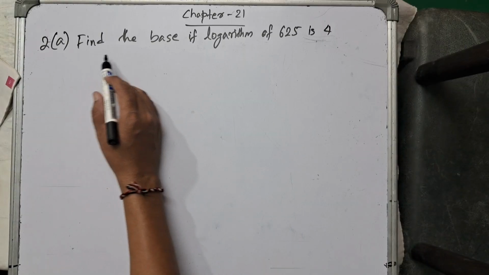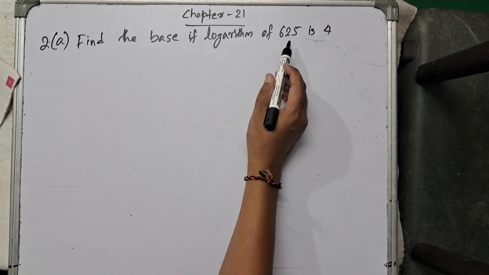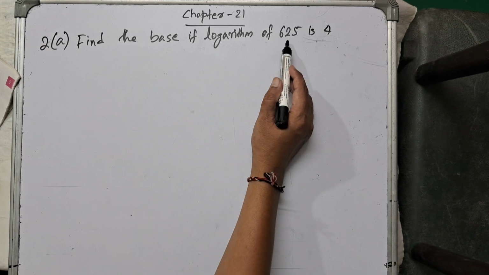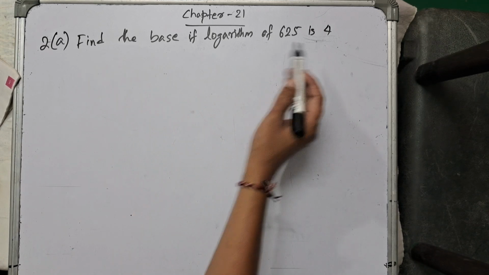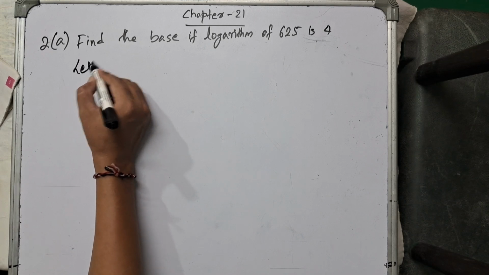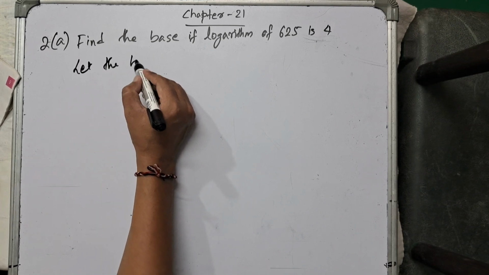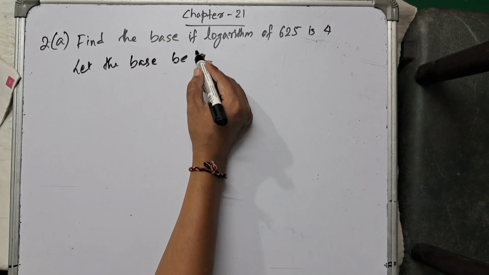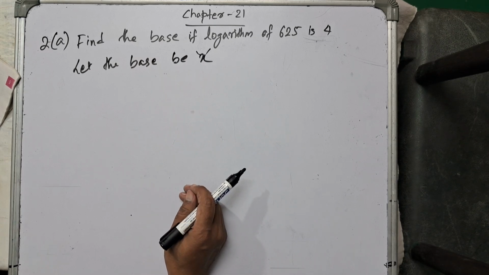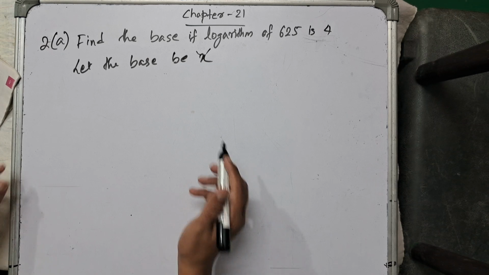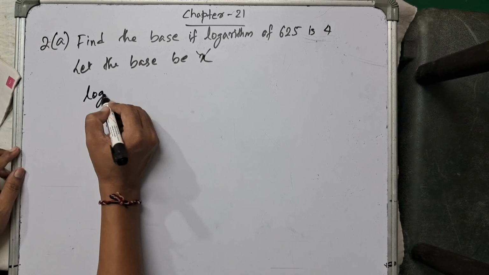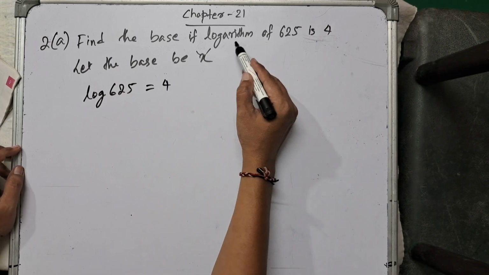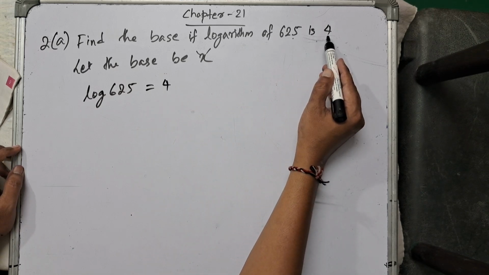Question number 2a. Find the base if logarithm of 625 is 4. Okay, so we are asked to find the base if log of 625 is equal to 4. This is given to us. So let's suppose the base of logarithm be x. Okay, I am supposing the base of logarithm as x. Now given to us log of 625 is equal to 4.